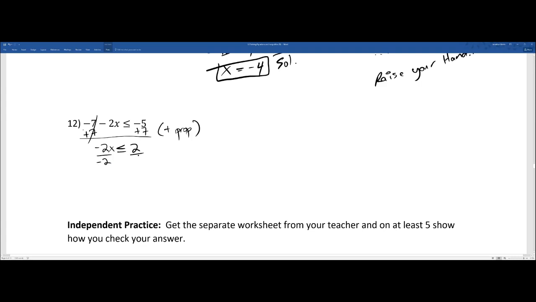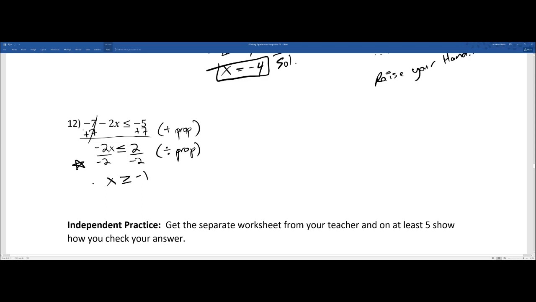By dividing by a negative 2. And this is the division property of equality, or inequality, sorry. But remember, this is a special case. We are dividing by a negative. Therefore, our symbol has to change, it has to flip. And 2 divided by negative 2 is negative 1.